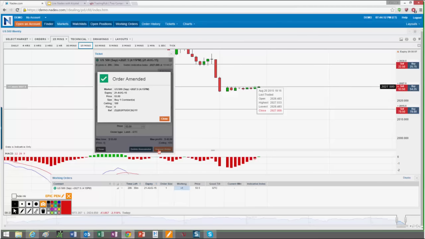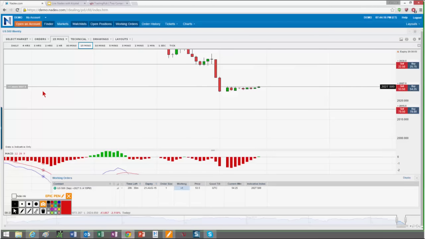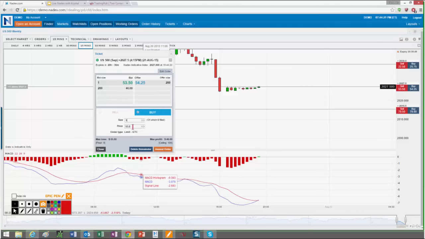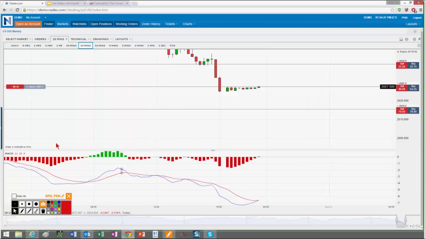So just for the fun of it, I'm going to click on this ticket. And I'm going to go to 53.50, which is the current market. And now it's going up to 54.25 again. So I'm just going to move above it. I'm going to go to 55. And it'll fill me at the best fill I can get. Okay. This little icon over here went from grayed out to now it's an active order.